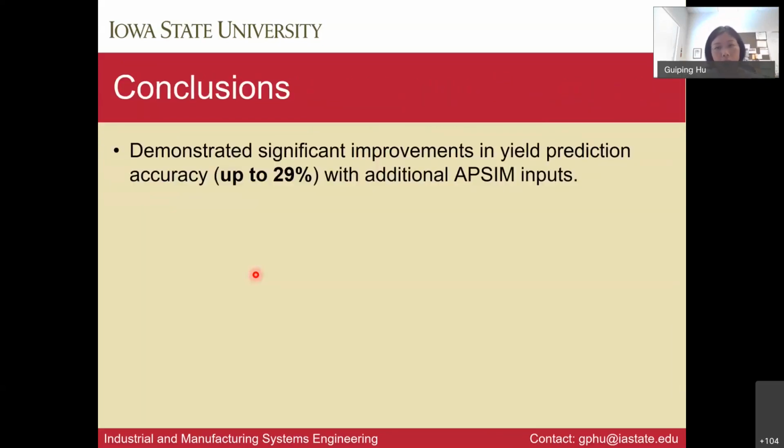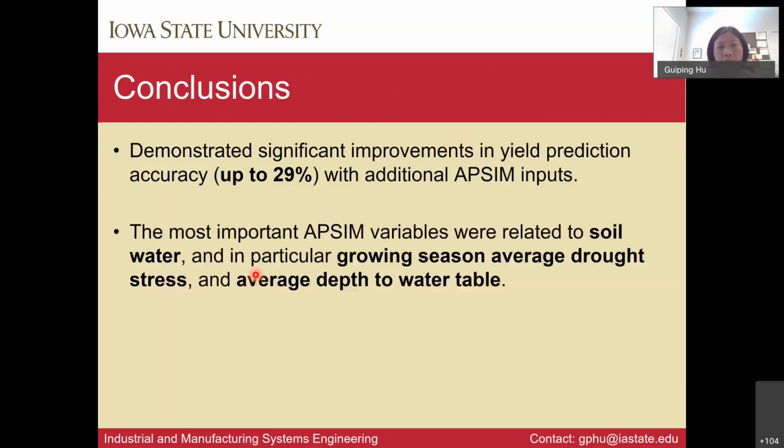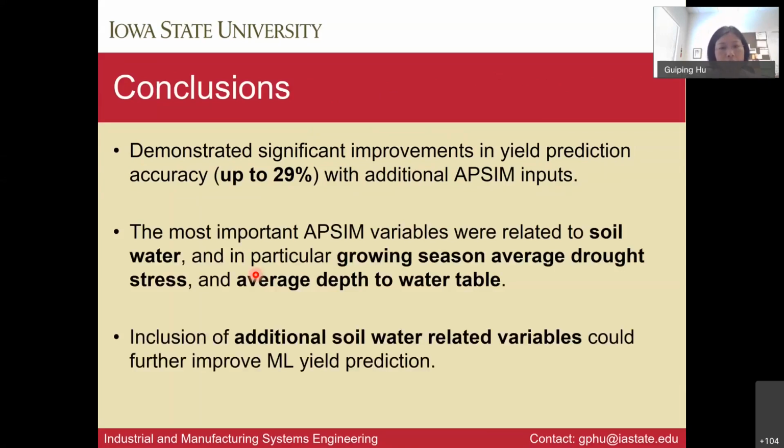And to conclude this piece of work, the key point is that when we add additional APSIM input, so when we integrate machine learning and crop model, the prediction accuracy has increased substantially, up to 29%. And the most important APSIM features include soil and basically drought related features. And that's just the same information; additional soil weather variables can further improve this because we only have a limited number of them.